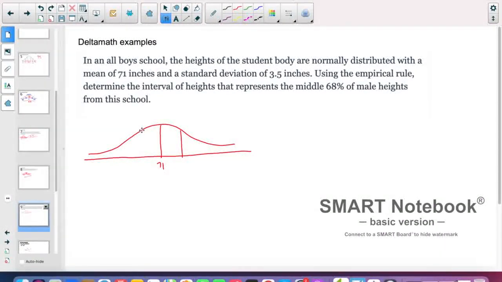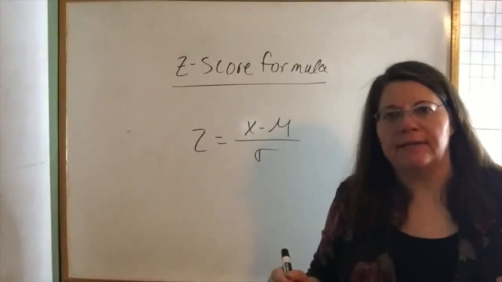68% of the data lies within 1 standard deviation from the mean. So we know 68% of the data lies in here. So all we have to do is subtract 3.5 from 71. That will be 67.5. And then if we add 3.5 to 71, we get 74.5. So 68% of the data lies between 67.5 inches and 74.5 inches. This takes us to the formula for finding z-scores.